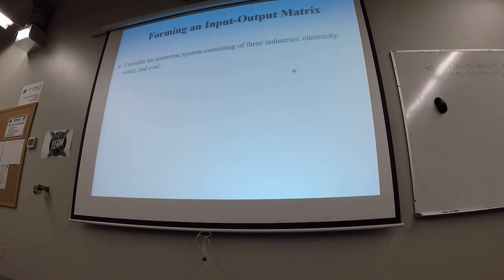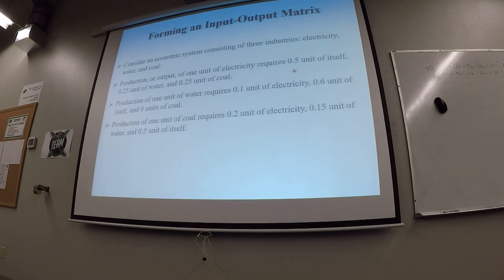So let's look at an economic system with 3 industries: electric, water, and coal. They have to tell you how these relate. Production of 1 unit of electricity uses 0.5 of itself, 0.25 of water, and 0.25 of coal. To do water, you need 0.1 electricity, 0.6 of itself, and 0 units of coal. To produce coal, you need 0.2 electricity, 0.15 water, and 0.5 of itself.